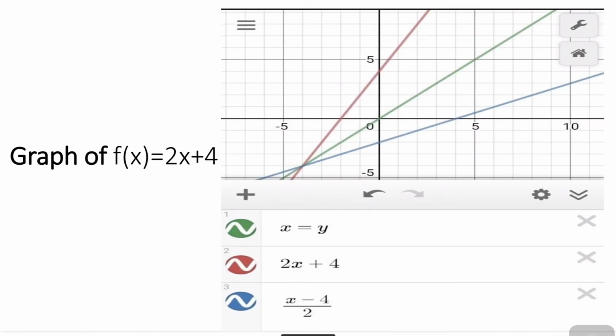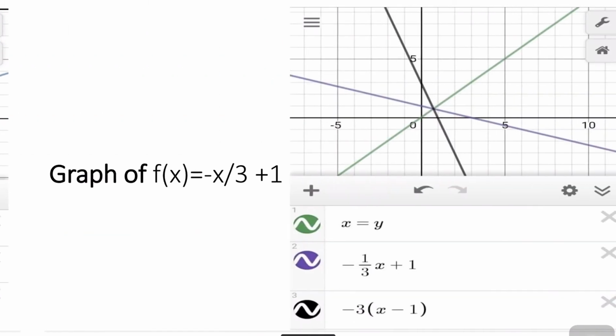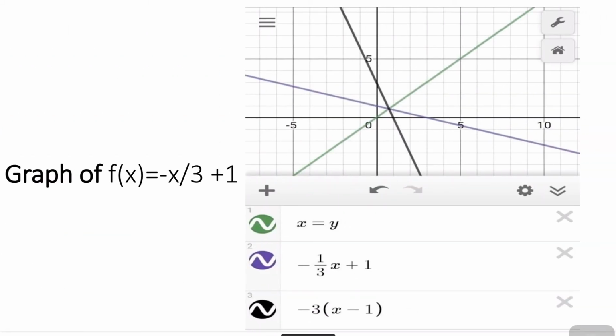Okay, like this. Our mirror is x equals y, the green one. Then our 2x plus 4 is the red one. So when you mirror it, of course, that is the form, on the opposite side, because it's a mirror. So therefore this is the graph. The blue one is the graph of (x minus 4) over 2. It's just a mirror image. So the mirror is the line x equals y.